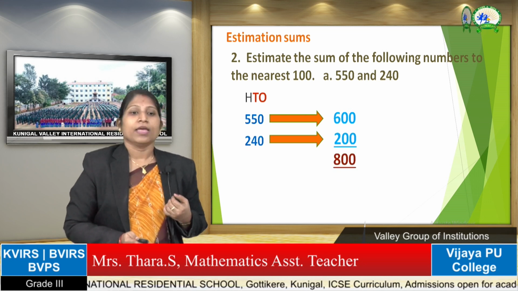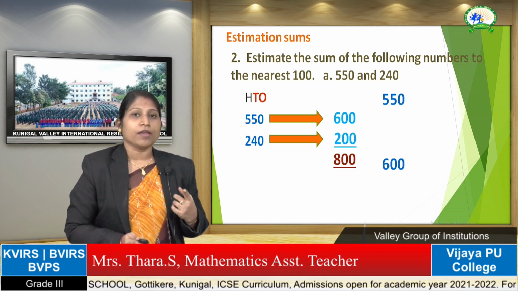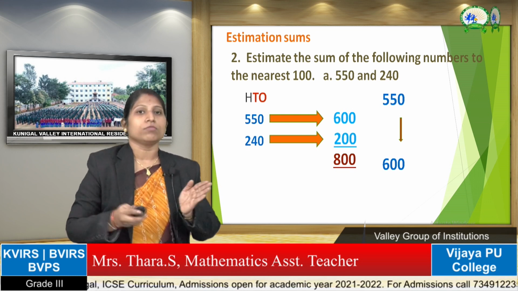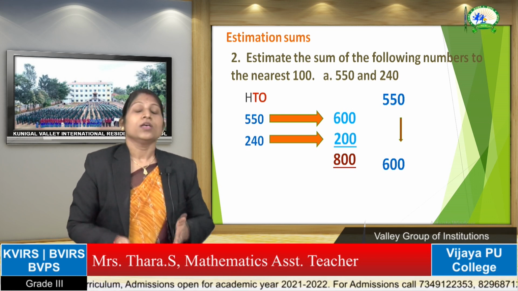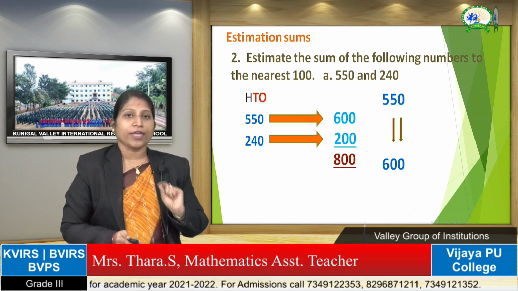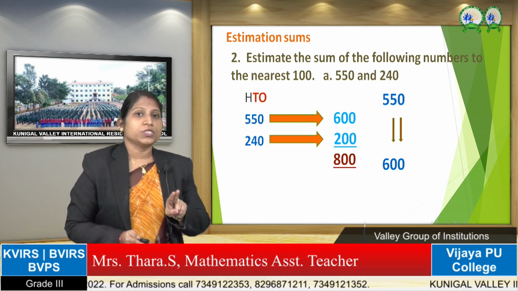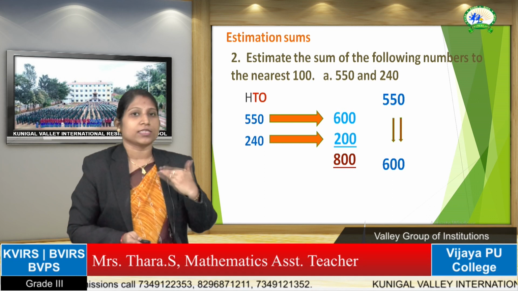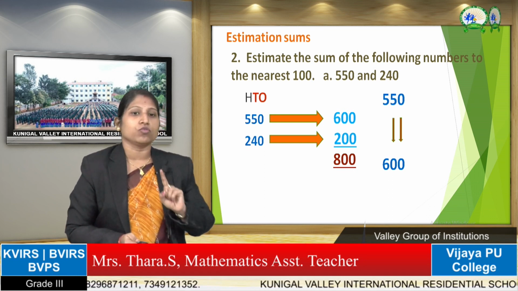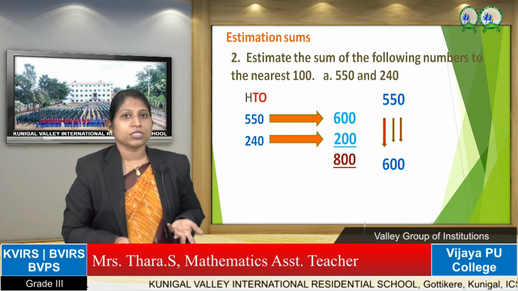600 plus 200, 800. How does this come? Write down 550 there. How does it become 600? If you go to the nearest 100 when estimating, first the last 2 digits become 0. 0 becomes 0 and 5 becomes 0. The ones place and tens place become zeros, and you have to observe the tens place digit: is it more than 5, less than 5, or equal to 5? It is equal to 5. So you have to add 1 to the hundreds place digit. 5 plus 1, 6. This is the way to estimate.